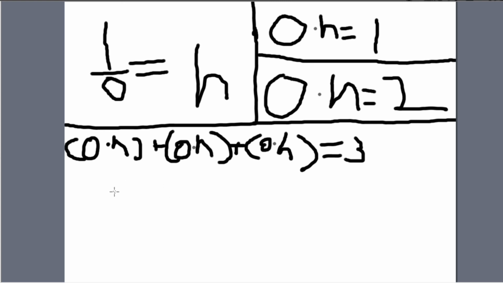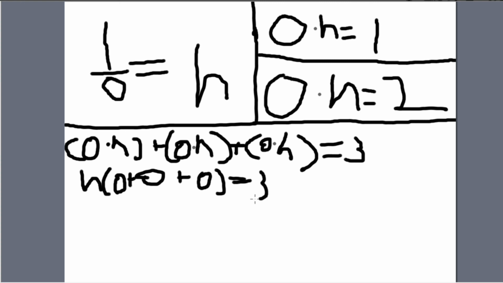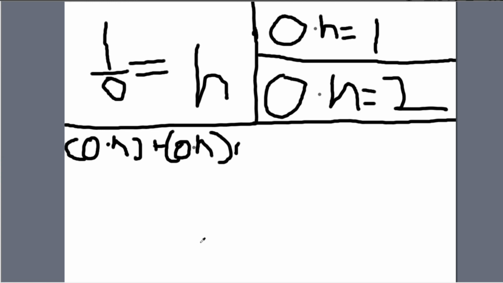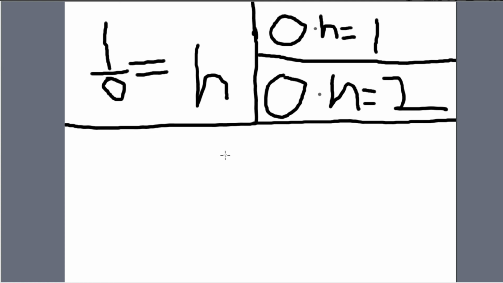Alright, don't be lazy. Anyways, by this logic, because of the distributive property again, h times (0 plus 0 plus 0) equals 3, which means that 0 times h equals 3, as you can see. So, zero times h equals 3.